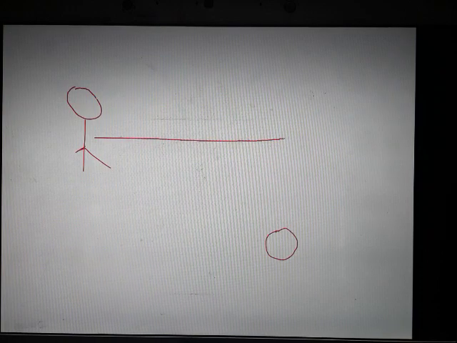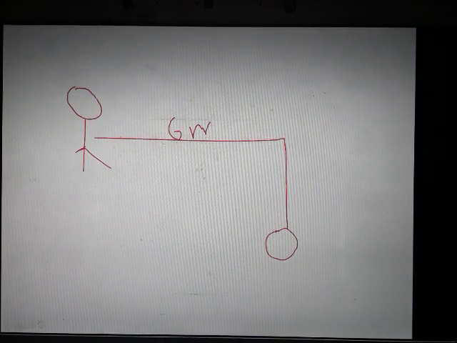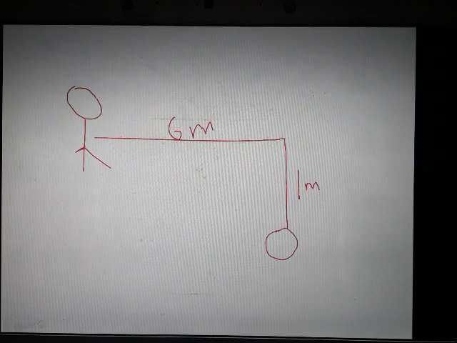Now, what is distance? Distance is the length that you covered. Let's say a boy is standing over here and he wants one ball which is here. For this, he will follow one path. First he will move straight and then he will move in this direction. Let's say this is 6 meter and this is 1 meter. Now if you see, the total distance covered by this boy is 6 plus 1, 7 meter. So your total distance is 7.